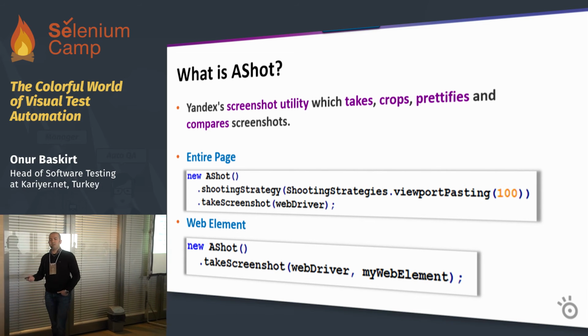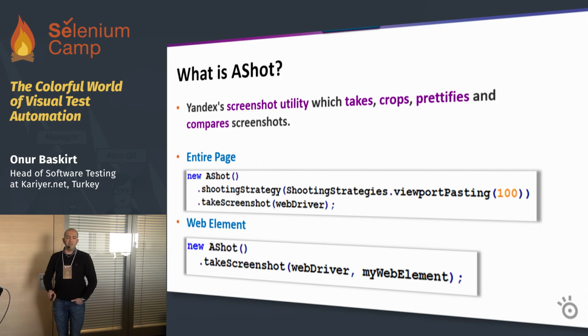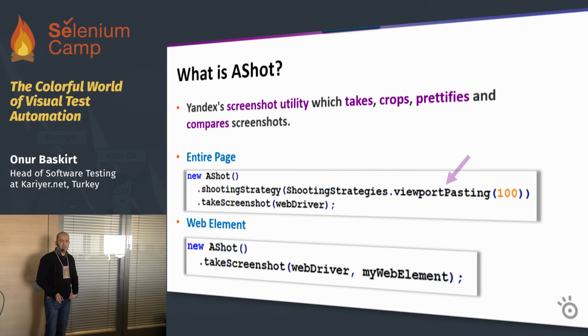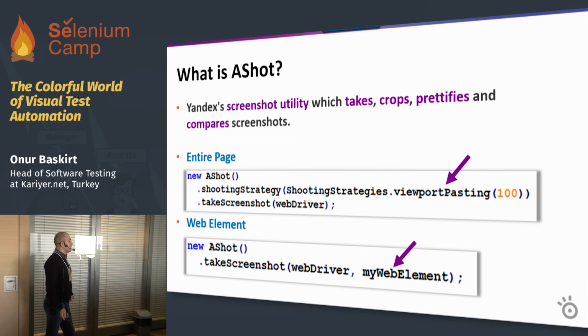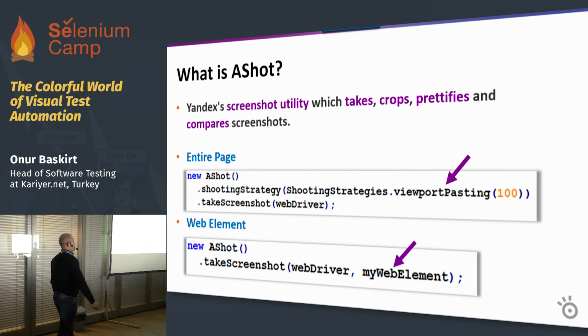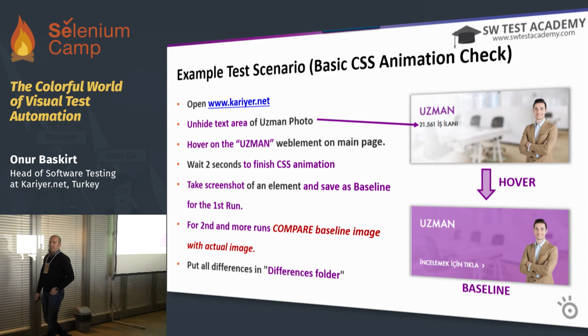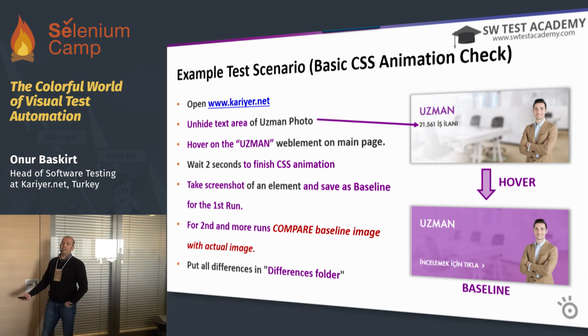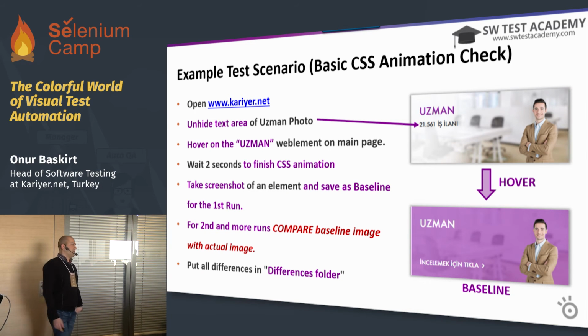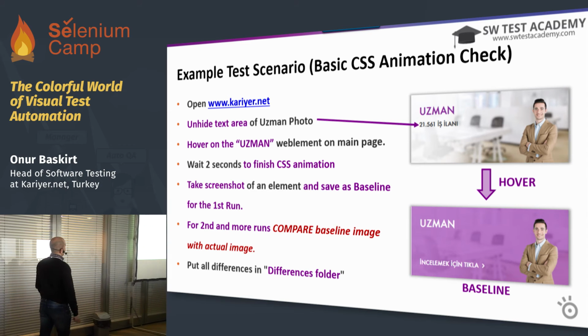You can take an entire page screenshot, or you can take a web element screenshot. As you see here, you just give a web driver and your element. Okay, AShot handles the rest of the stuff. And this is the example test scenario. It's a basic CSS animation check. Also, you can find this example on SW Test Academy.